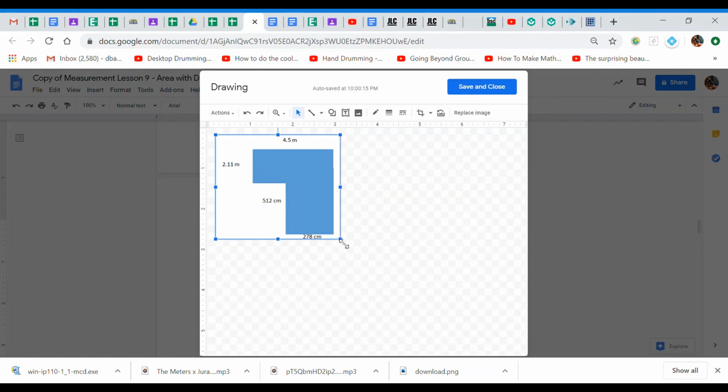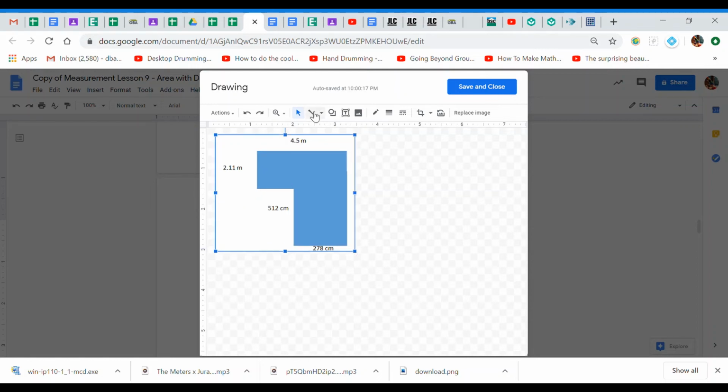All right, here's our shape. I'm going to split it because I got to split my shape into rectangles. I've got shape A and shape B, and that line is really hard to see. Oh, there it gets better.